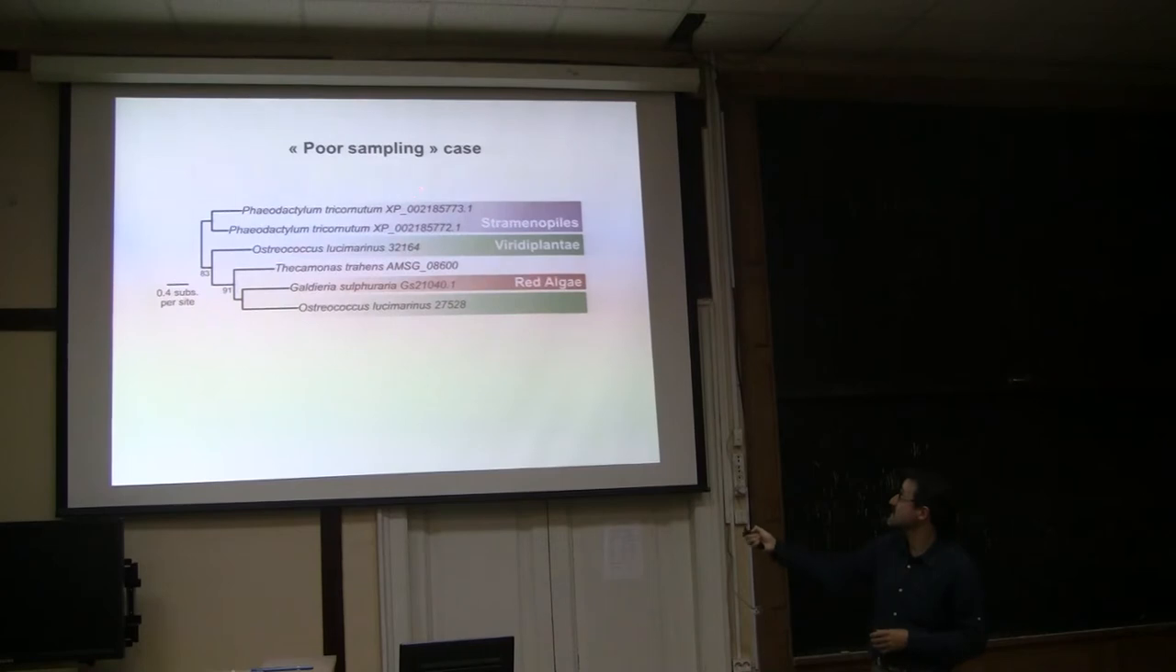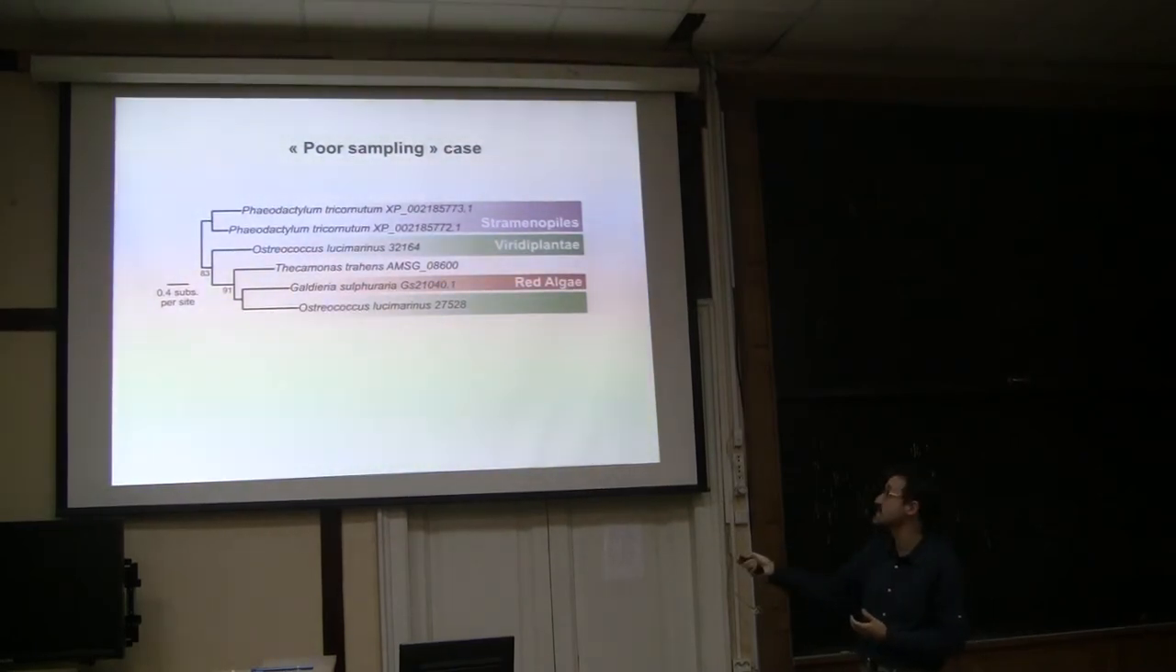There were many trees that we called poor sampling trees, like this one, where you have a protein, and when you BLAST, when you look for homologs of this protein in databases, you see that there are only very few homologs for the protein. For example, in this case, you have only one species of diatom, and just a couple of green algae, one red algae, and another completely unrelated eukaryote. These trees are extremely difficult to interpret.